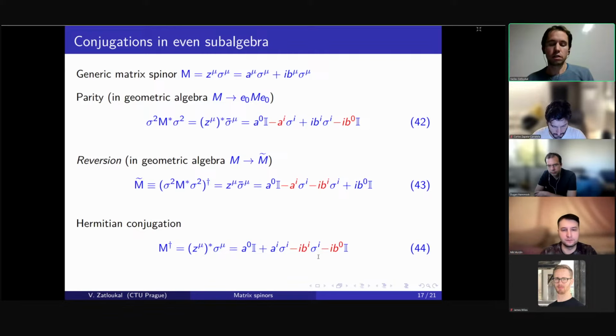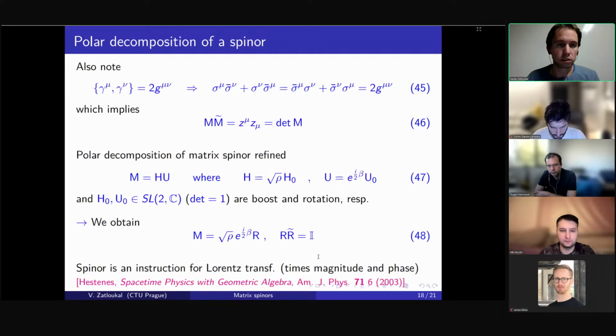And the Hermitian conjugation on its own just makes this sign change in the spatial bivector and the pseudoscalar. Okay, so just to mention another thing, there is also this nice relation: m times m reversed, which is just z mu, and in turn this is just the determinant of m. So this basically makes it transparent how to take an inverse of the matrix spinor, for instance. This inverse would be just m tilde divided by the determinant of m. Can be handy sometimes.